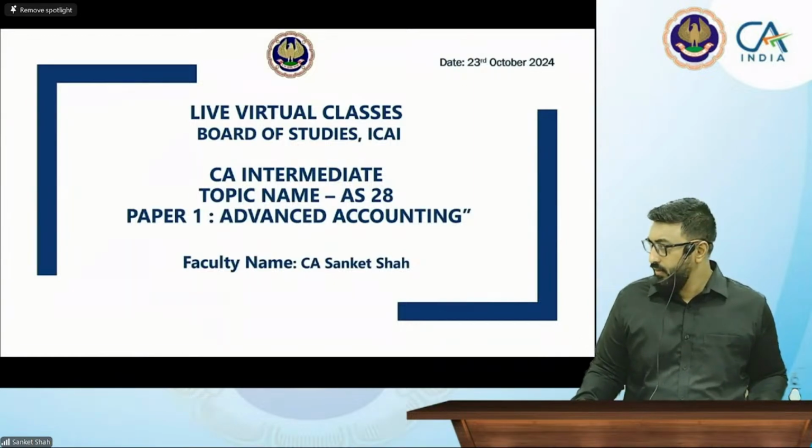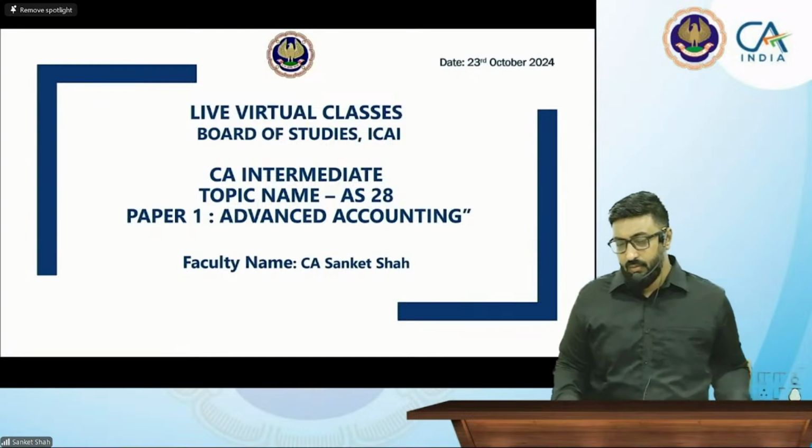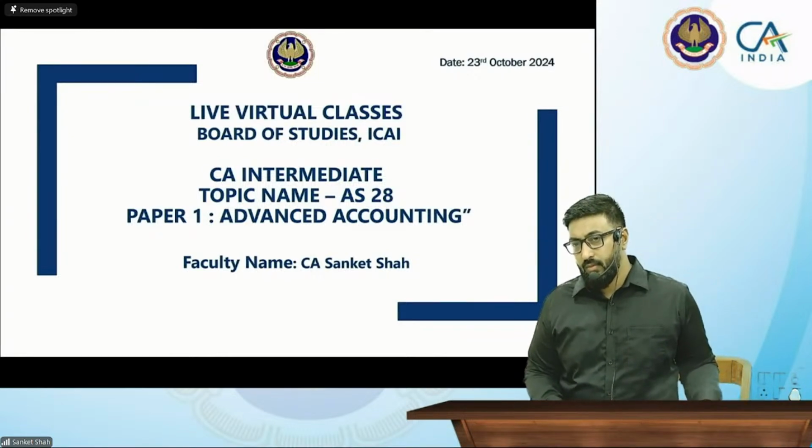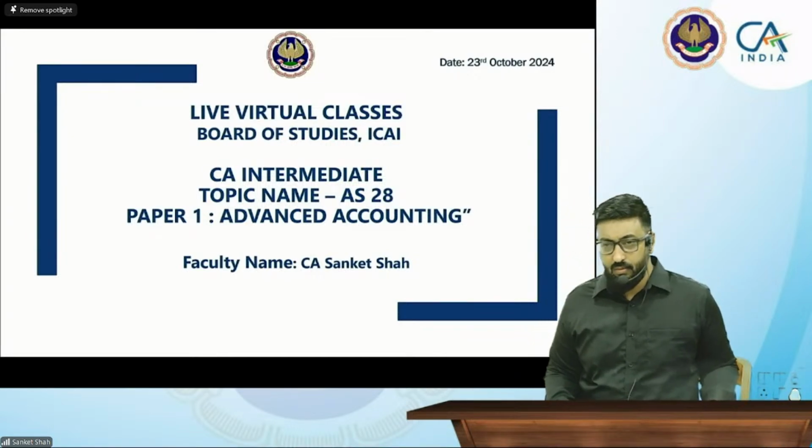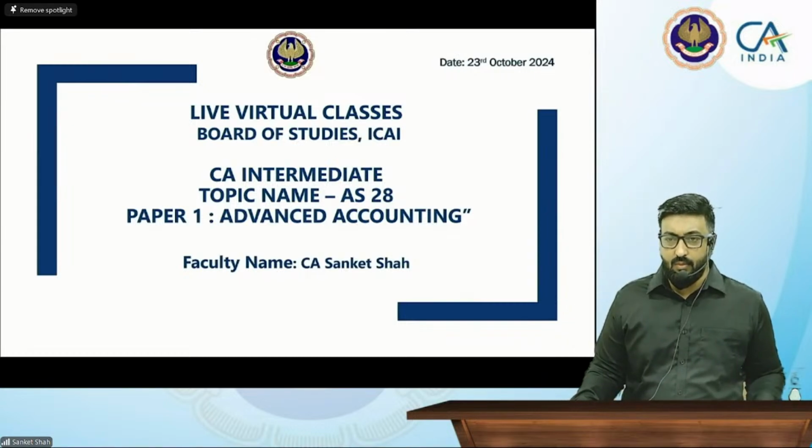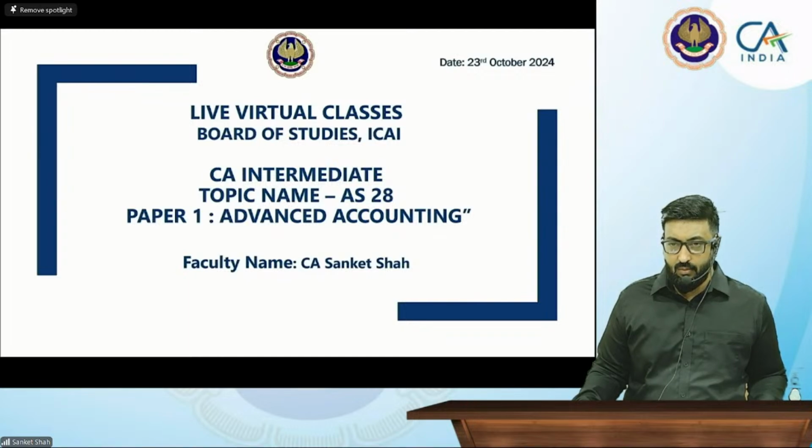AS12, Government Grants. AS13, Accounting for Investments. AS14, Amalgamations. AS15, Employee Benefits. AS16, Borrowing Costs. AS17, Segment Reporting. AS18, Related Party Disclosures. AS19, Leases. AS20, Earnings per Share. AS21, Consolidated Financial Statements. AS22, Accounting for Taxes on Income. AS23, Accounting for Investments in Associates in Consolidated Financial Statements. Only associates.